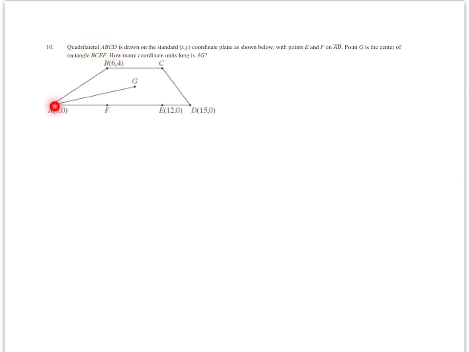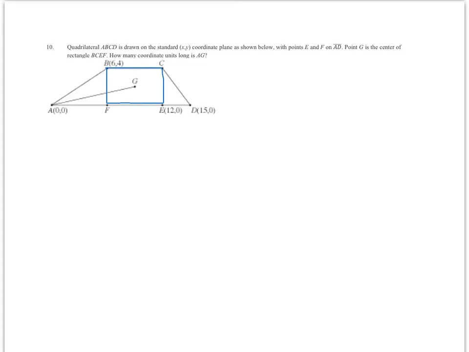Quadrilateral ABCD is drawn in the standard coordinate plane. Points E and F are on segment AD. Point G is in the center of rectangle BCEF. I don't see rectangle BCEF, so let's put it in. It says G's in the center.